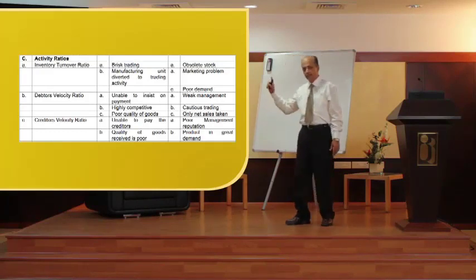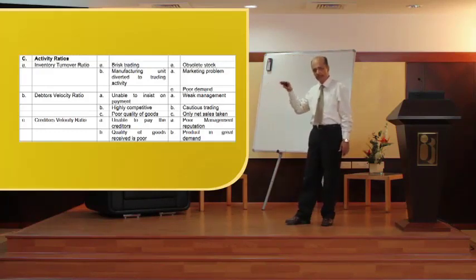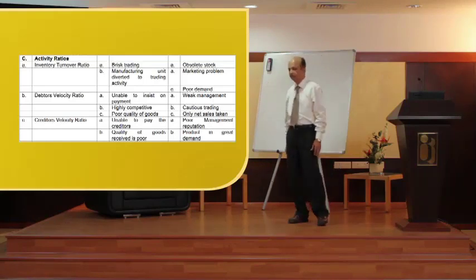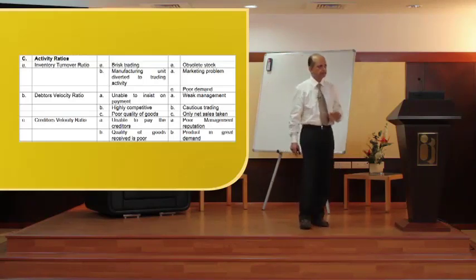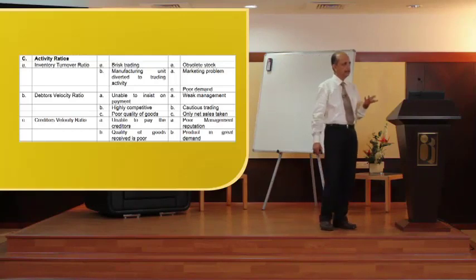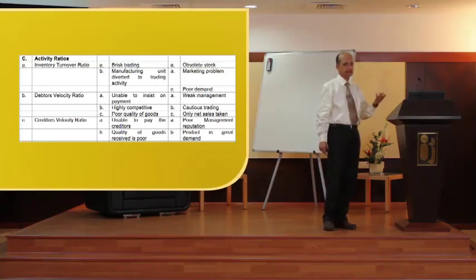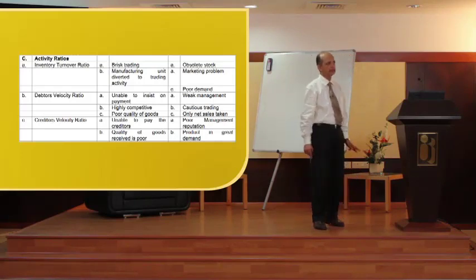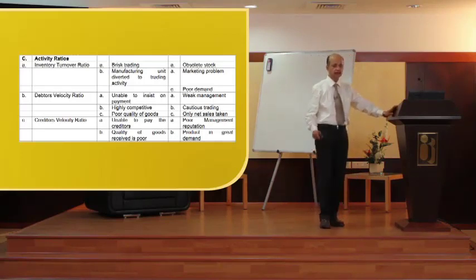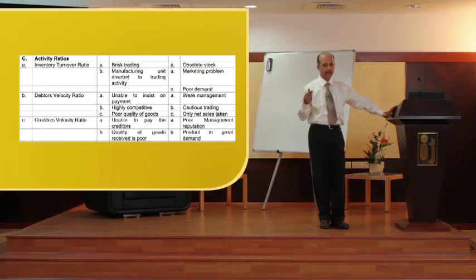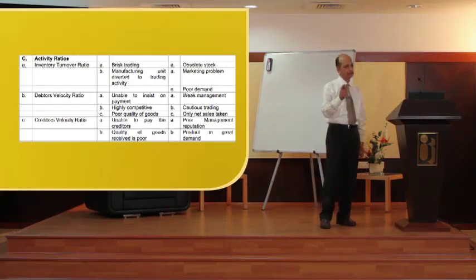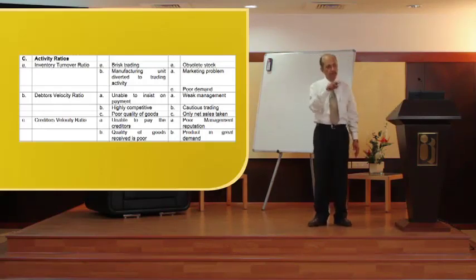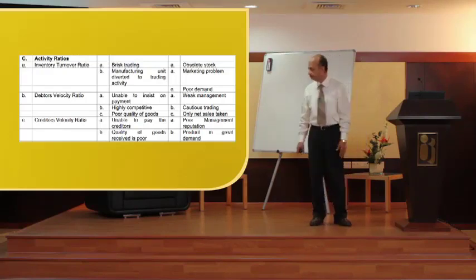Then if the ratio is on the lower side, what is the position? It can be a good management reputation. That is one. Then the product is in great demand. So whatever they produce can be sold, and hence it is in good demand, so the ratio will be on the lower side.